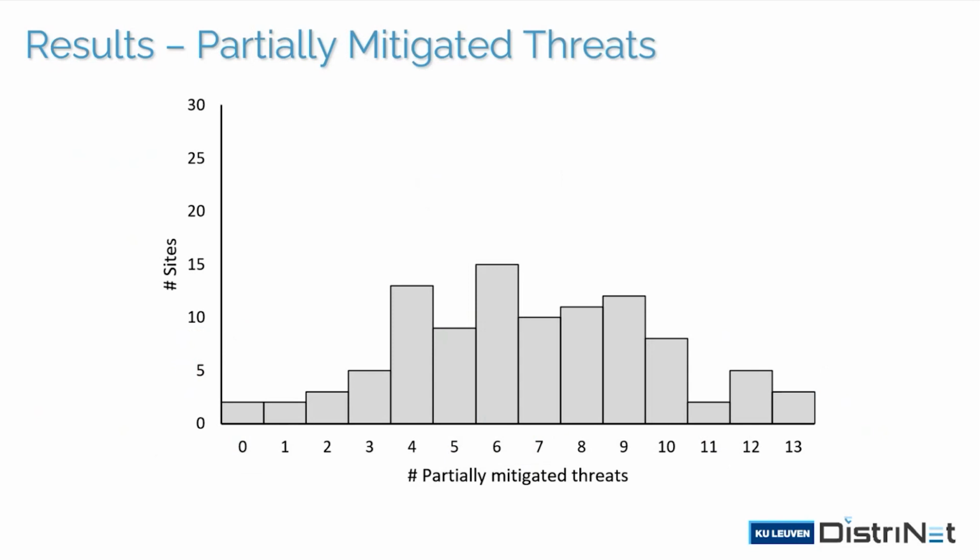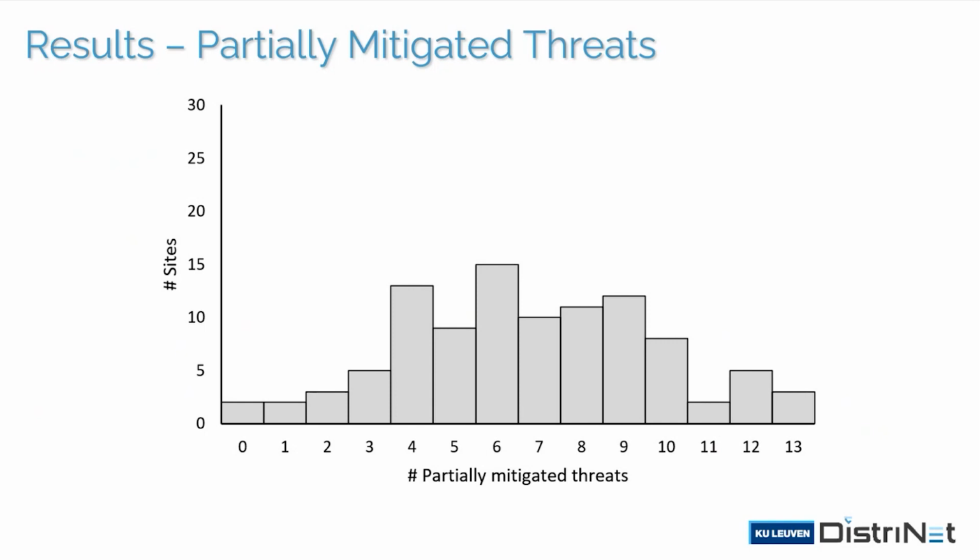So then let's take a look at the threats, and then we get this. These are the partially mitigated threats, and we can see that most of these providers have between 4 and 10 partially mitigated threats. So remember, a partially mitigated threat is a threat for which at least one countermeasure is active, but not all of the recommended countermeasures, right? So is this bad? I don't know, because they all have some countermeasures.